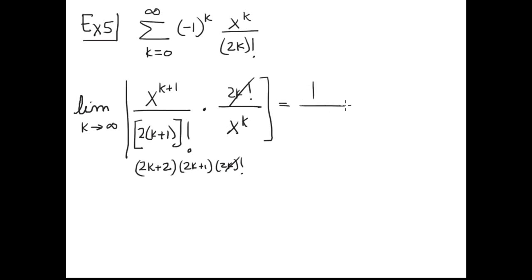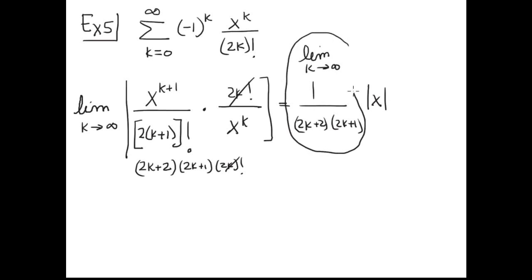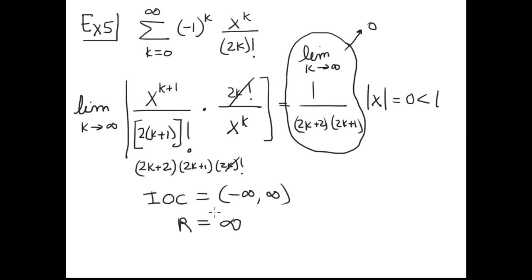So we stay with 1 over (2k plus 2)(2k plus 1), times the absolute value of x. And you apply the limit of this when k approaches infinity. It's obvious that this limit is 0. 0 times something is 0, and the answer 0 is less than 1. That means that always, independent of the x value, this series converges. Therefore, the interval of convergence is from negative infinity to positive infinity, and the radius of convergence is also infinity.